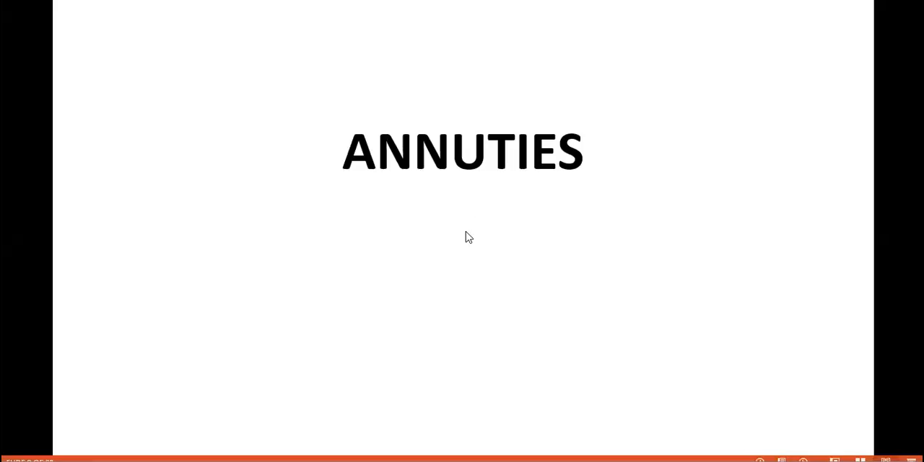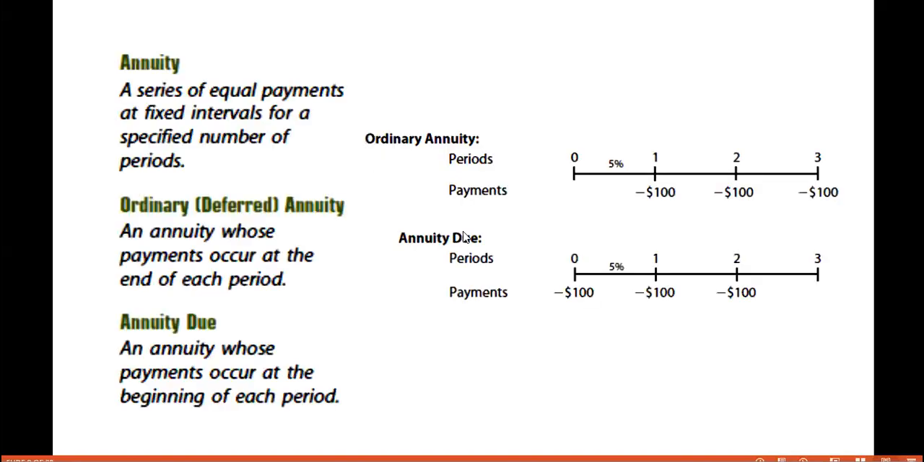So class, today we are going to cover annuities. What is an annuity? It is a series of equal payments at fixed intervals for a specified number of periods. In this definition, we have four important things.